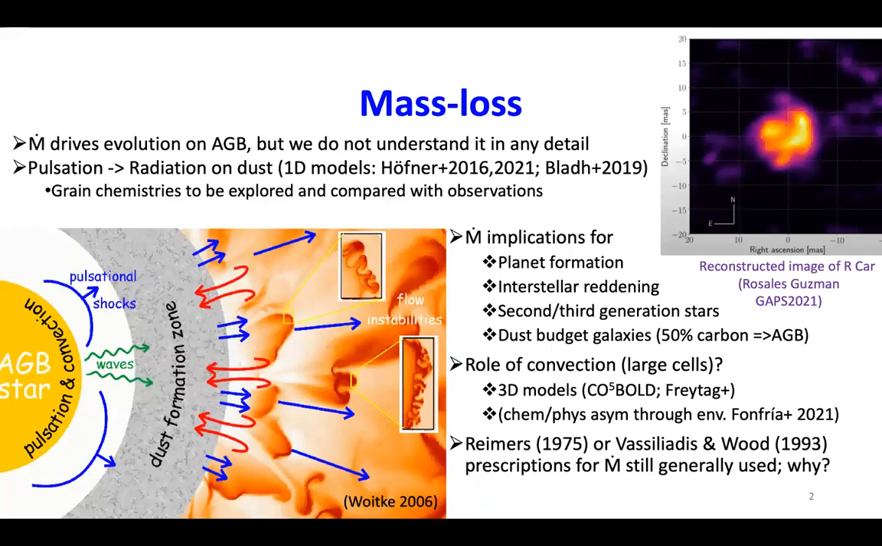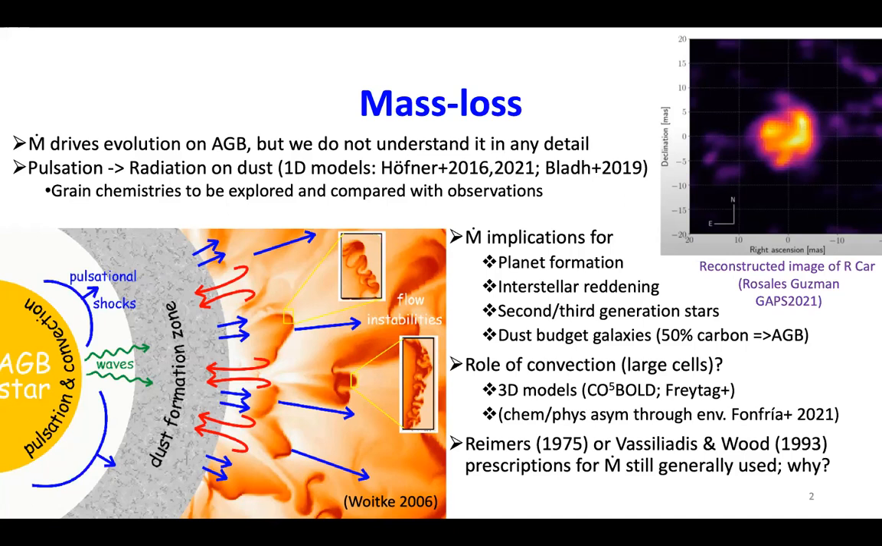So, mass loss: we don't understand it in any detail. The conventional picture, of course, is that pulsation levitates the atmosphere, dust condenses, and radiation pushes the dust away. And we certainly have lots of observational evidence of this. The biggest amplitude pulsators are the heaviest mass loss stars. And there are many very neat models. I particularly mention those from Susanna Hofner and colleagues because they've had the courage to do detailed comparison with observations of both carbon and oxygen rich stars.